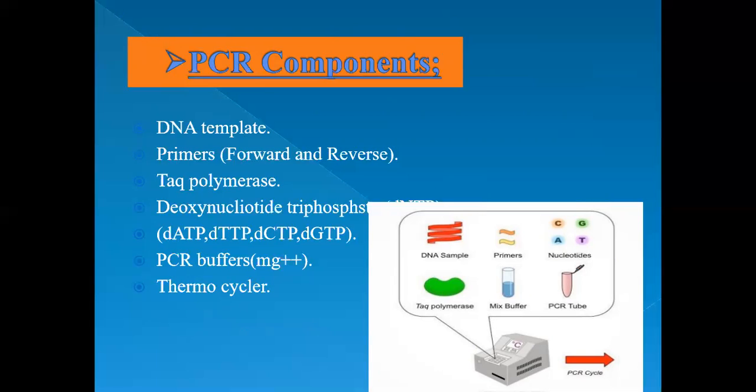Nucleotides. As we all know, nucleotides are the basic building blocks used for DNA synthesis. PCR buffer is also added to the PCR tube, and the thermal cycler is known as the PCR machine.